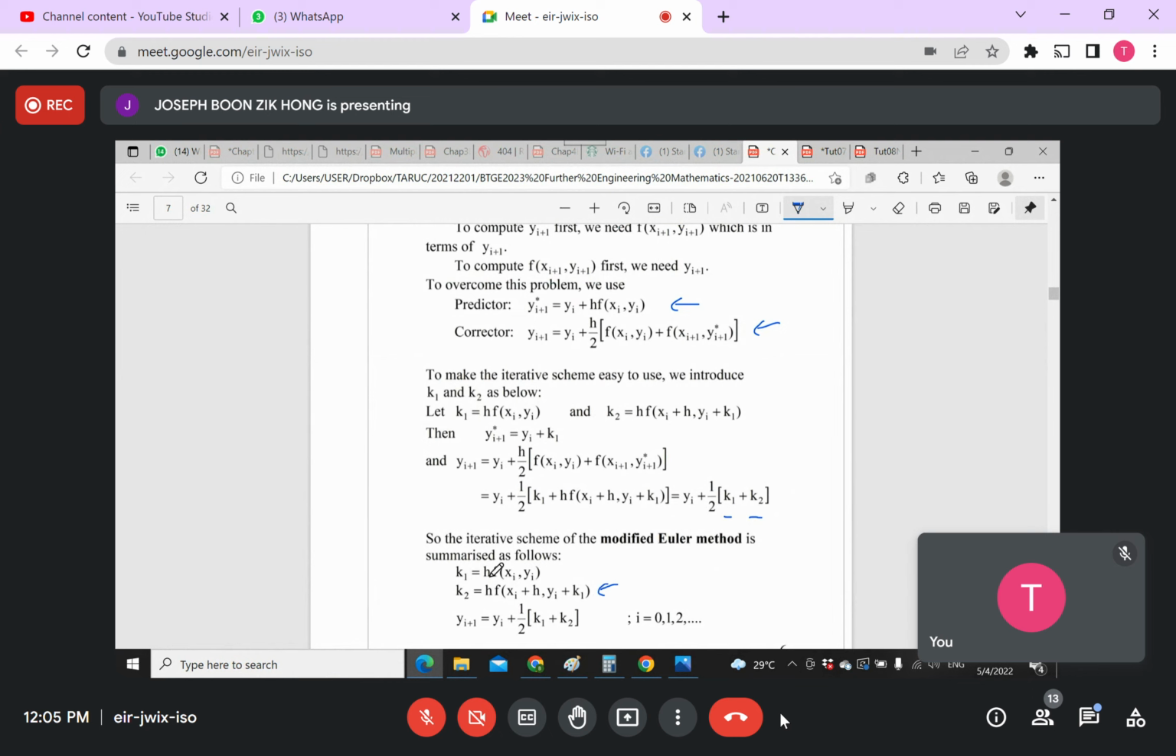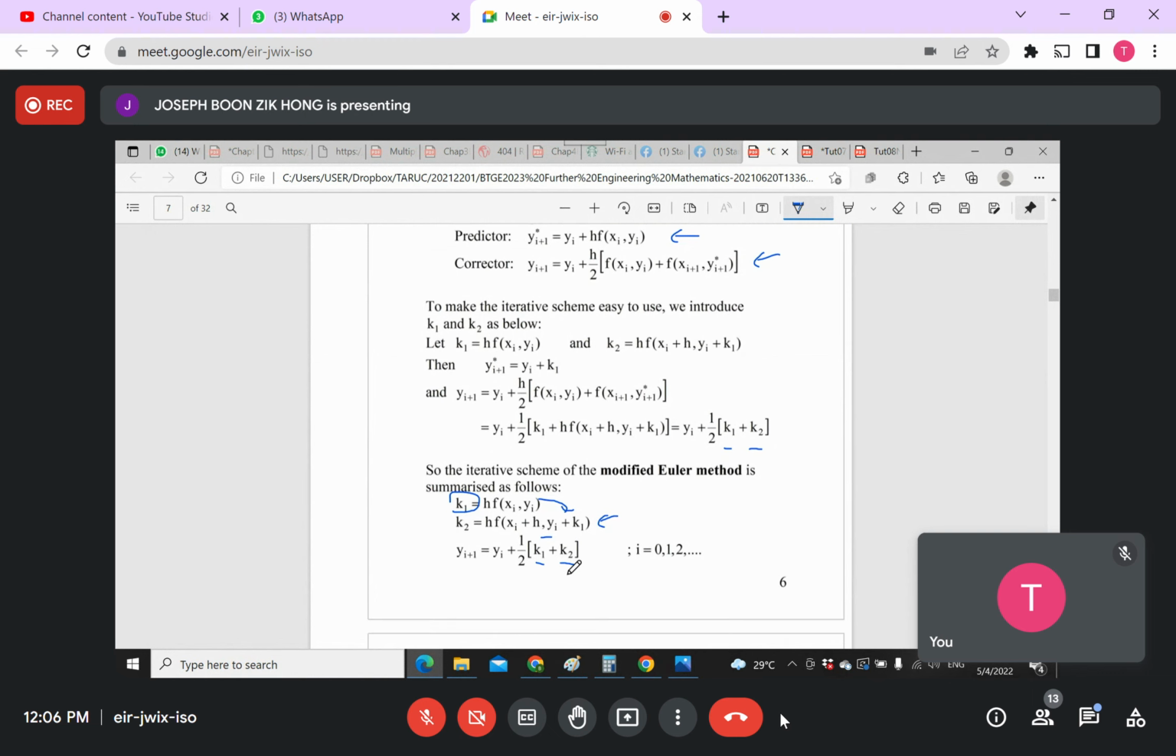I just approximate. Actually this one should be yi plus 1, but I do not have the yi plus 1. So what I do is, I take the yi plus the K1 I get. Because K1 is by using the Euler method, I get some approximate of difference of my y. So I put that inside here, and then I find the average between the Euler method and the other estimate. So I try to average them.